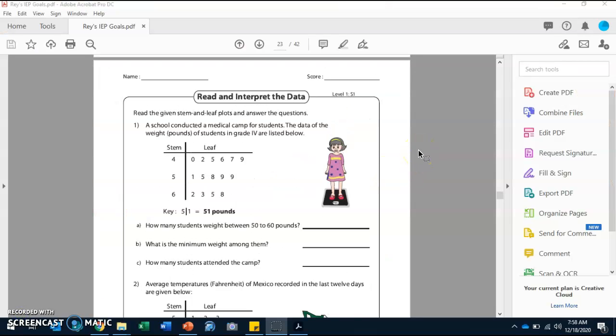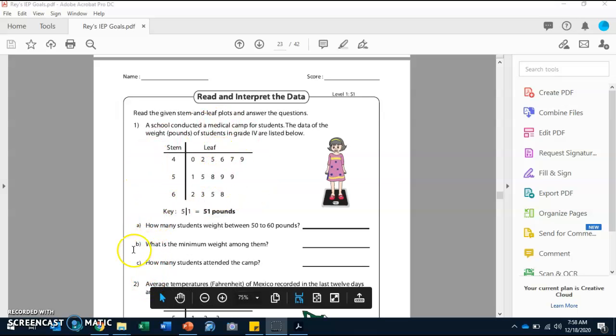Okay, Ray, so here it says, read the given stem and leaf plots and answer the questions. A school conducted a medical camp for students. The data of the weight, which they're measuring in pounds, of the students in grade 5 are listed below. So here they already did the data for us. We don't have to put them in the stem and leaf. They already gave it to us. Now we just need to use this information to answer these questions.